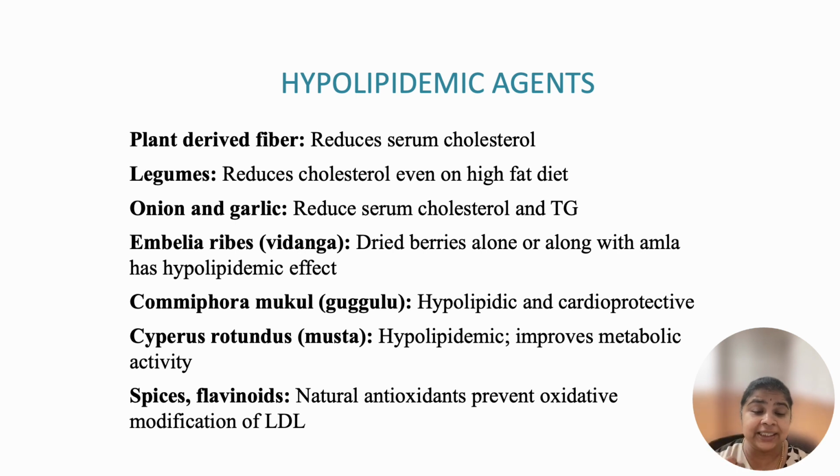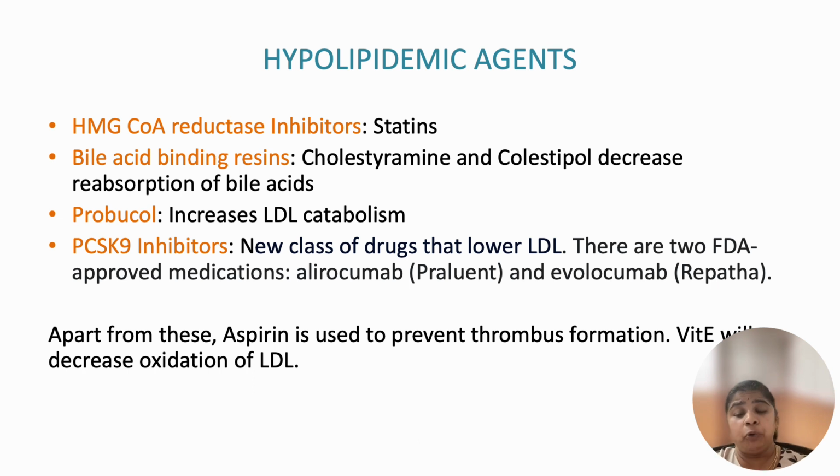So, we have various plant derived fibers or legumes. Even onion and garlic will reduce serum cholesterol and triglyceride levels. Then these gugulipids, these are marketed as medicines also. These will help as hypolipidemic and cardioprotective agents. Now, we have looked at these statins, HMG-CoA reductase inhibitors. We have bile acid binding resins, so that there is no reabsorption of bile acids and they get excreted, so that more cholesterol is excreted.